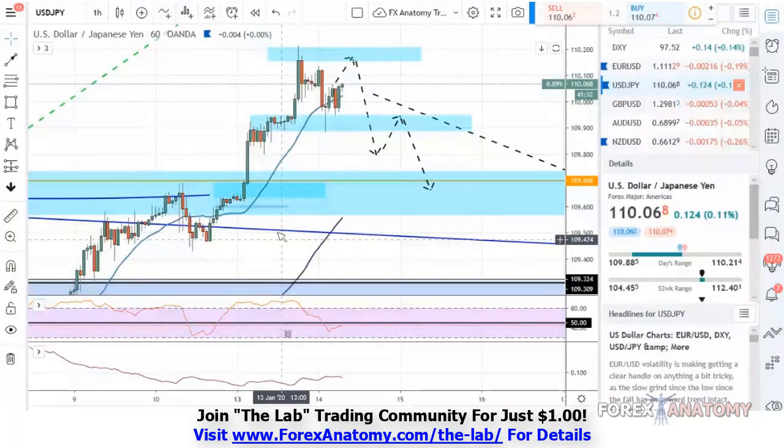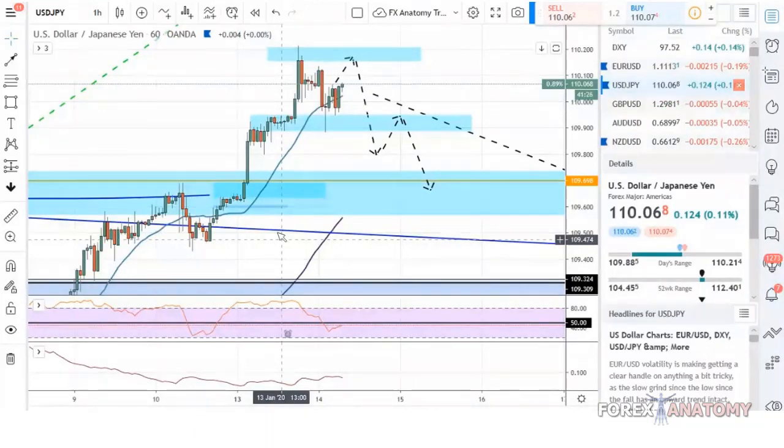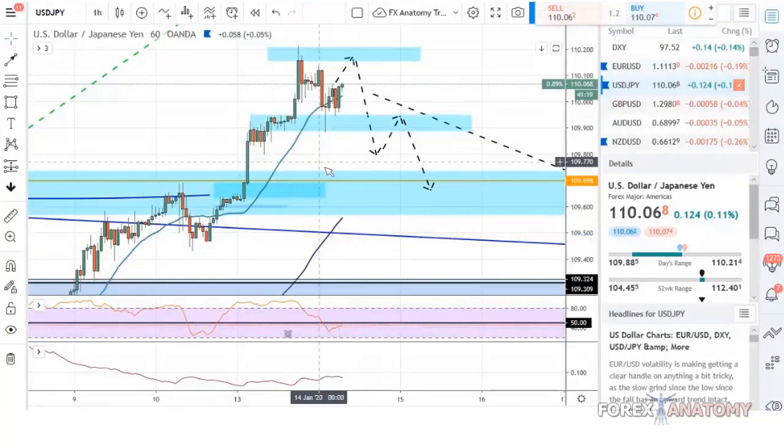I guess we don't have too many questions, but for now, just look at what happens to both of these pairs. Just pay attention to the Euro USD especially, because that's where we're looking for a more higher probability play. But yeah, that's pretty much it.